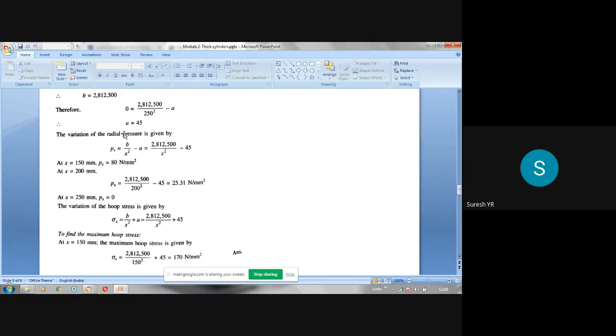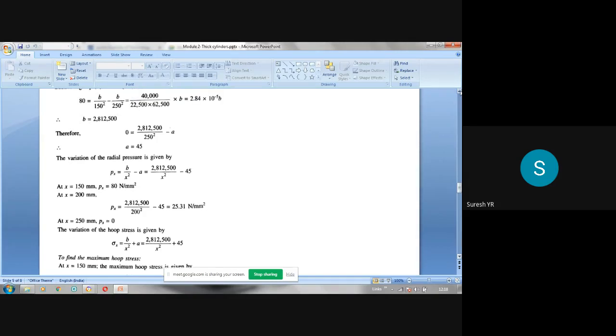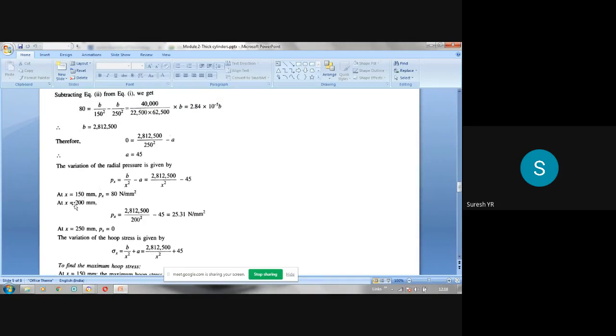For the minimum values, you can just go on substituting the values for x here. So starting from 150 to 250, okay? So you have to get the values. Of course in this problem he has done for 3 values of x.